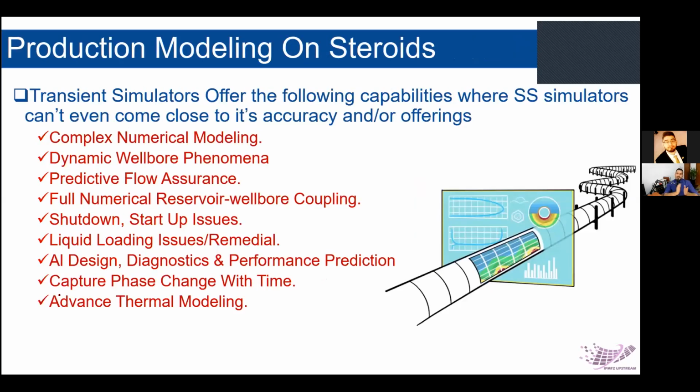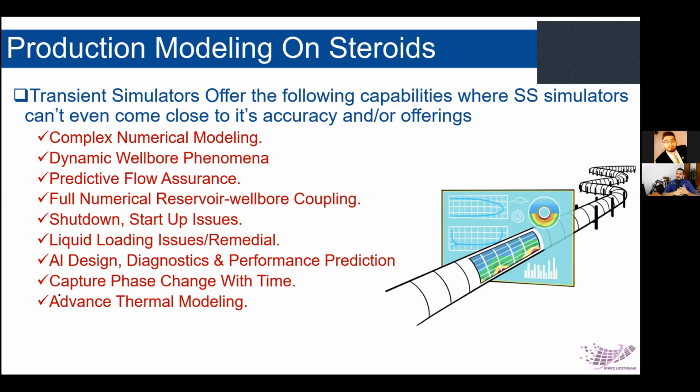So what can we do with transient modeling? First of all, the transient models are fully numerical models, meaning that there is a mechanistic part to it. However, they do not rely on correlations. They change with time. The pressure changes, the flow rate changes, it fluctuates. Actually, it represents what we have on the ground. It can predict different flow assurance issues, for example, asphaltene, wax, naphthenates, and other types of issues.